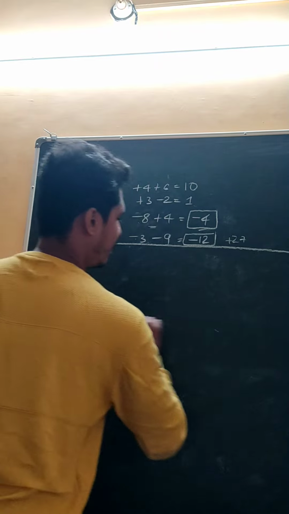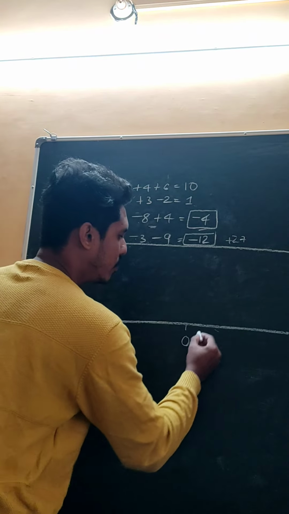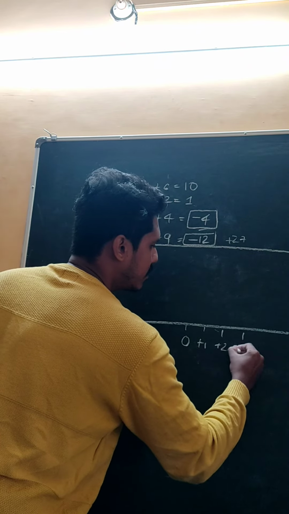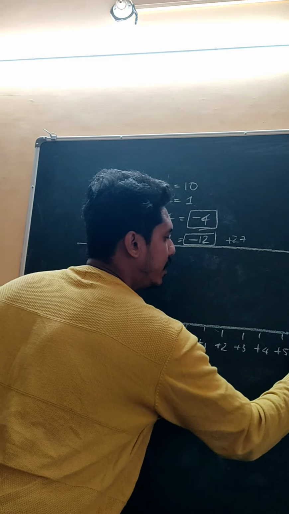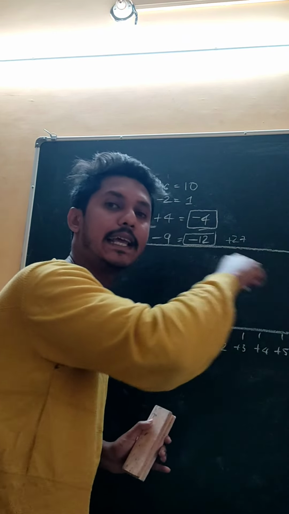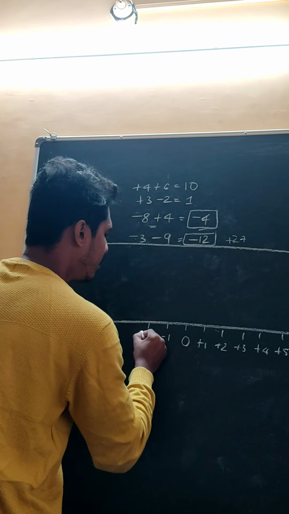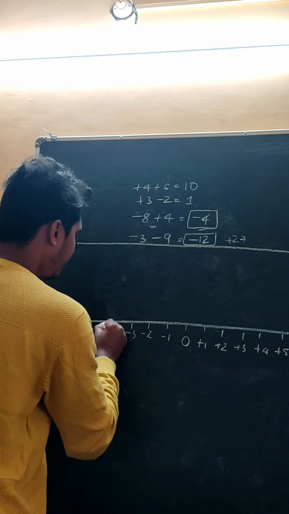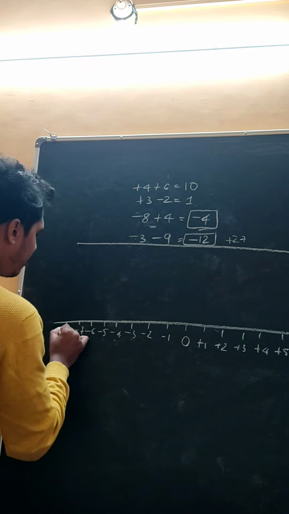See, in integers we should put a line like this. At the center there will be 0. Here plus 1. Here plus 2. Here plus 3. Plus 4. Up to infinity. Infinity means endless, or countless. See, minus 1, minus 2, minus 3, minus 4, minus 5, minus 6, minus 7, minus 8.